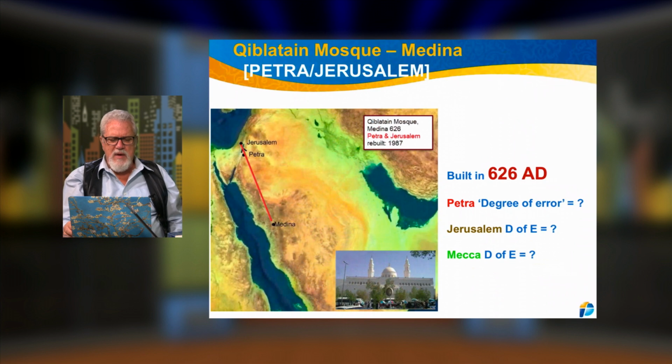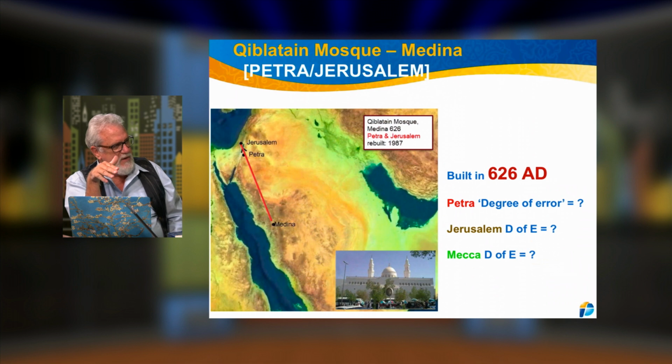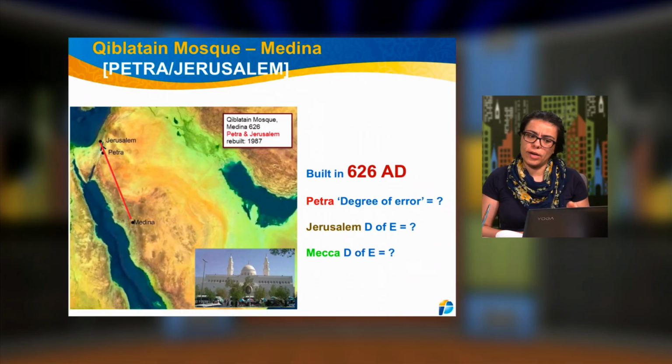If you look on the map there, it was built in 626. We don't know the degree of error because we haven't been able to get there. We can't get to that mosque. He's not able to go physically there. But regarding the direction he was given, it is towards Petra and Jerusalem. It looks like straight towards Petra, and Jerusalem right behind it. That's the first one we see. So that's approximately 180 degrees missing. Almost 180 degrees, you're right.